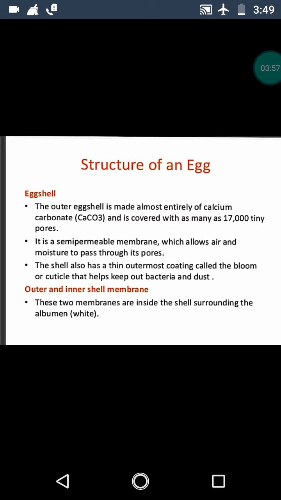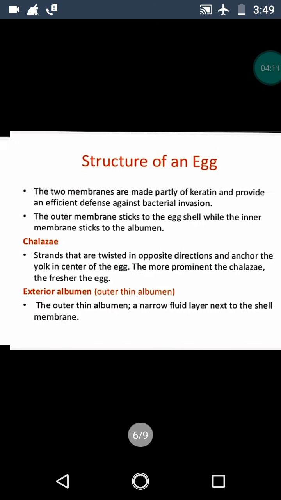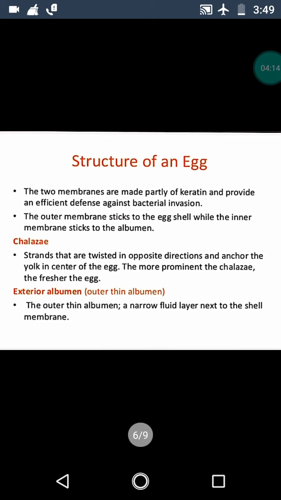The outer and inner shell membrane. These two membranes are inside the shell surrounding the albumin. The inner and outer shell membranes are in between the egg white and the eggshell. The two membranes are made partly of keratin and provide an efficient defense against bacterial invasion. These membranes block the bacteria from getting inside the egg. The outer membrane sticks to the eggshell while the inner membrane sticks to the albumin, that is the egg white.